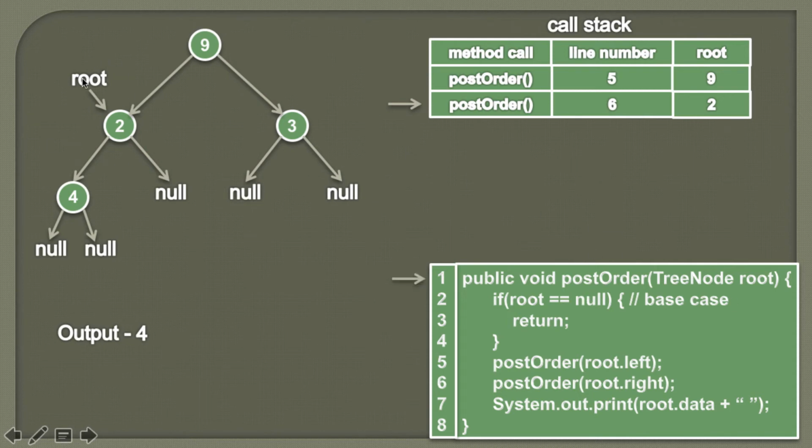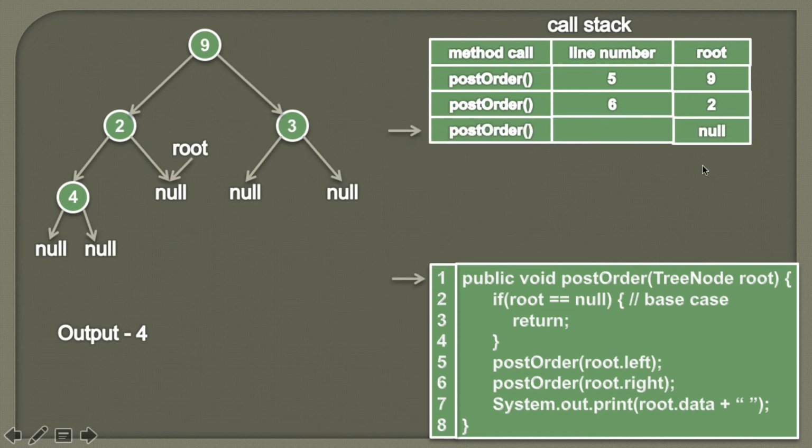So root is pointing to the node 2. Therefore now it will point to its right, which is null. Now this method will start its execution. So therefore there will be one more entry on the call stack with a root as null. Moving ahead. We'll check whether root is equal to null or not. So currently root is equal to null. So therefore we'll simply return from this method.